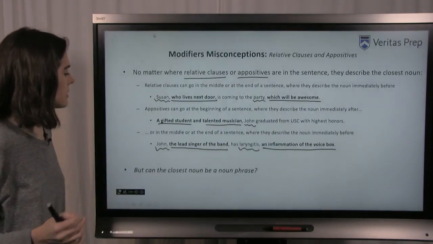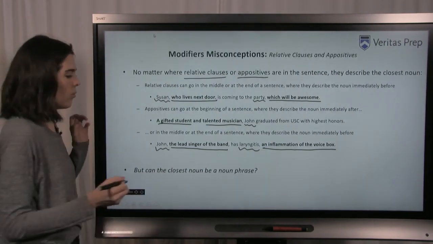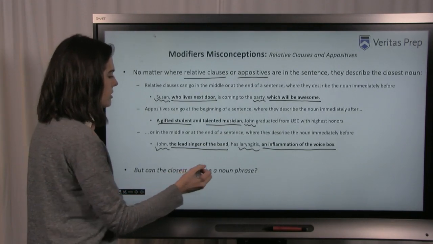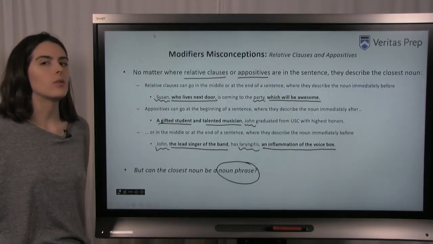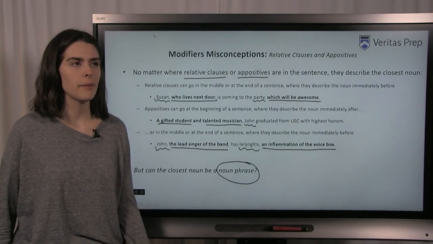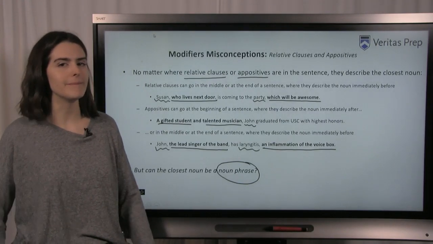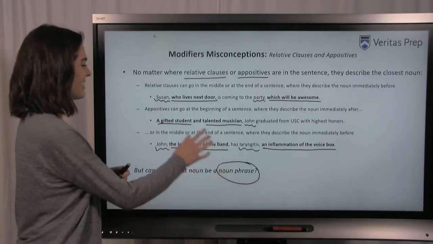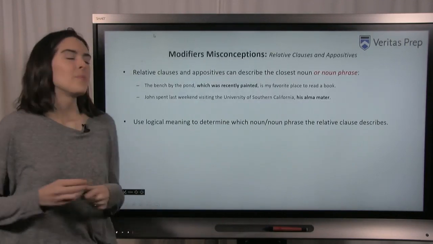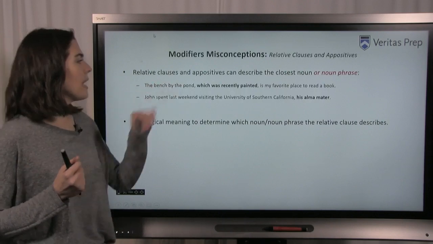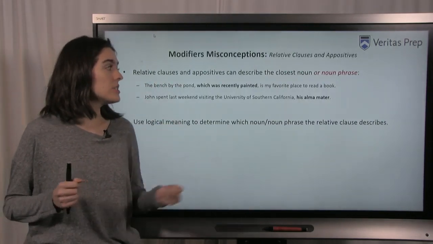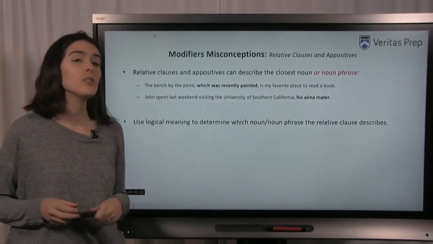This all makes sense. But here's a question. What if the closest noun is part of a noun phrase? Let's take a look. So let's look at an example. The bench by the pond, which was recently painted, is my favorite place to read a book.